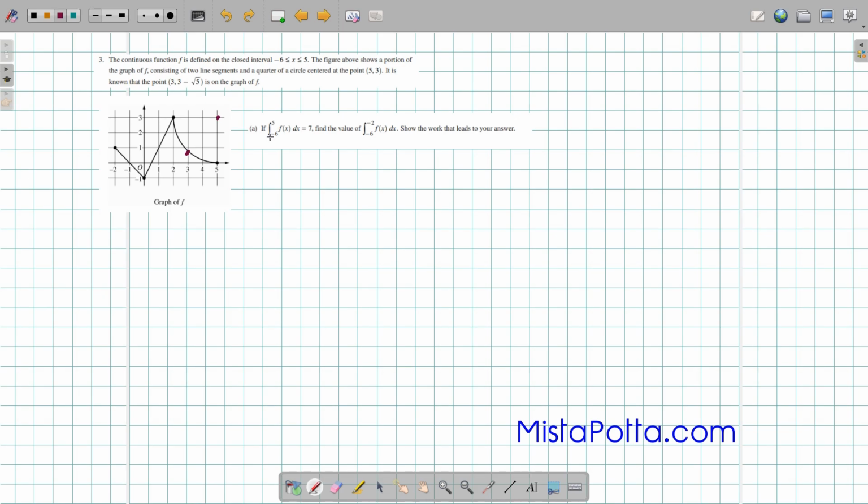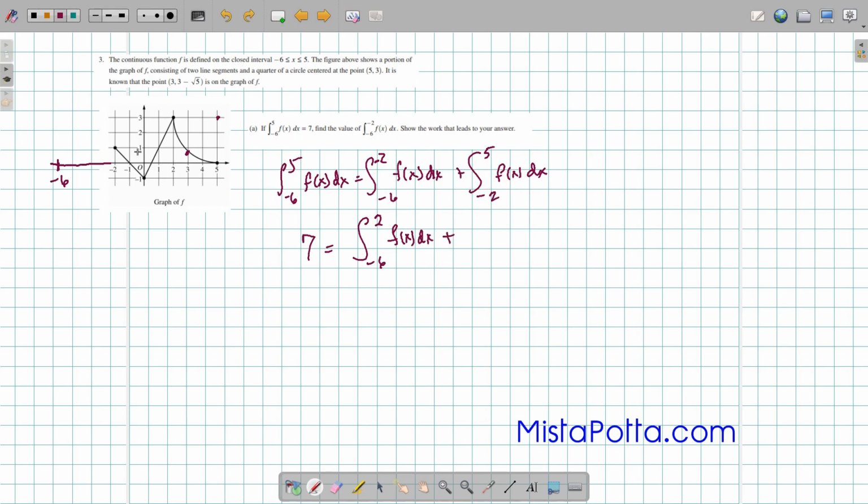Part A says if the integral from -6 to 5 of f of x dx equals 7, find the value of the integral from -6 to -2. In other words, I have no idea what's happening to my graph out here when I go out to -6, but I know that the total area above and below has to come out to 7. And I know one of the properties of calculus is that the integral from -6 to 5 of a function is equal to the integral from -6 to -2 of that function plus the integral from -2 to 5 of that function. And I happen to know that this is 7. This I don't know. This is actually what I'm trying to solve.